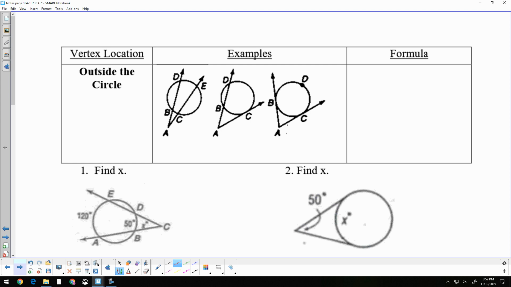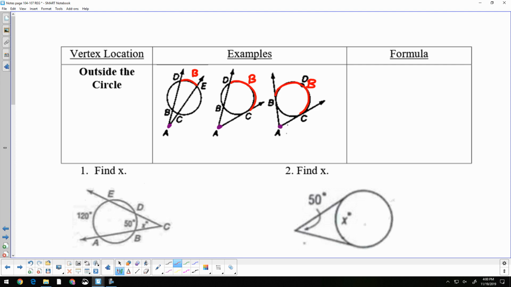So we have 2 more formulas. This one is the outside of the circle. So one thing you notice, all of these, they're similar, but they are slightly different. The nice thing is it's all the same formula. So what happens is inside this angle, we have a big arc. So inside this angle, we also have a big arc. And inside this angle, we have a big arc.